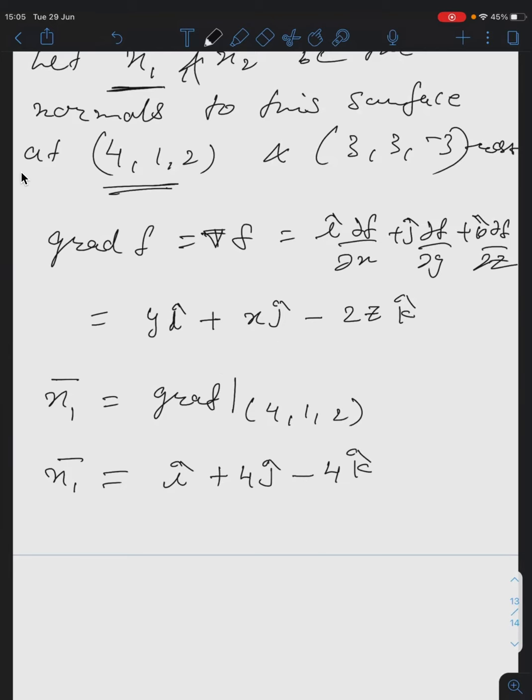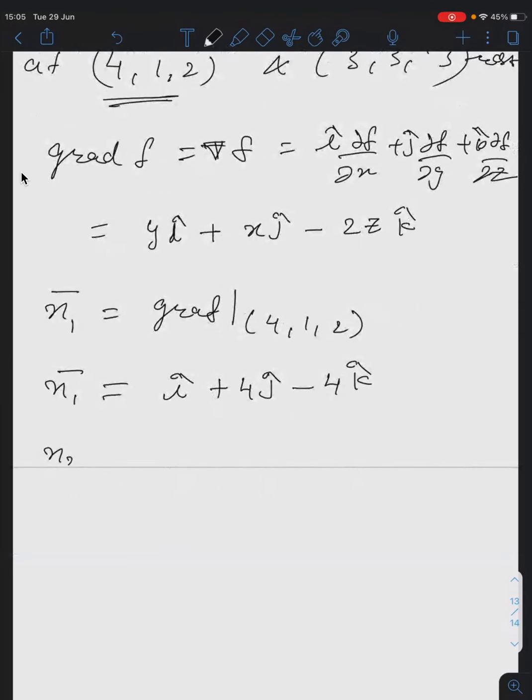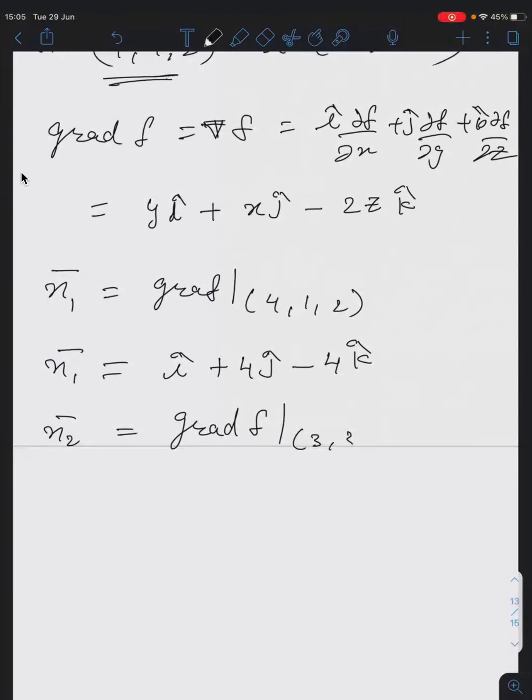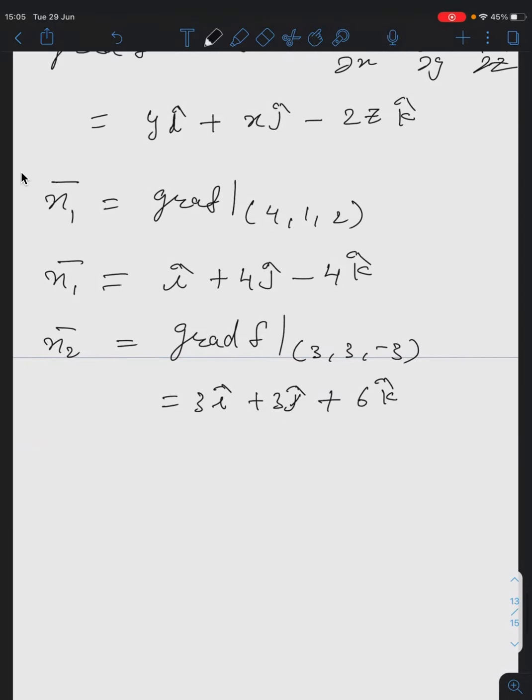Yes, ma'am. Now similarly n2 bar you calculate. That is also a normal, which is given by the gradient of f but at another point, that is (3, 3, -3). So x and y are 3, and z is minus 3. So that is 3 i cap plus 3 j cap, and 2z you have substituted with a minus sign, so plus 6 k cap you will get. Understood now? Yes, ma'am.